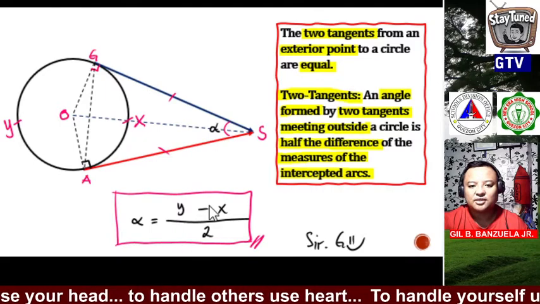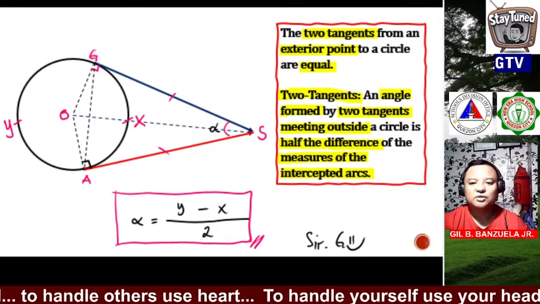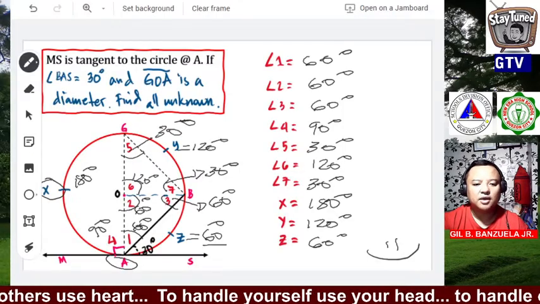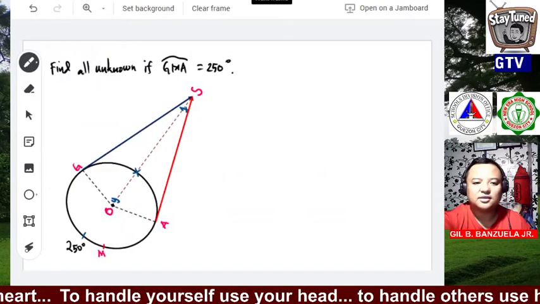Then divide natin sa 2 yan. Okay? So para mas maintindihan ninyo, let's try to solve a problem. So let me present again my PowerPoint, my whiteboard. Ayan. So again, salamat sa Jamboard.